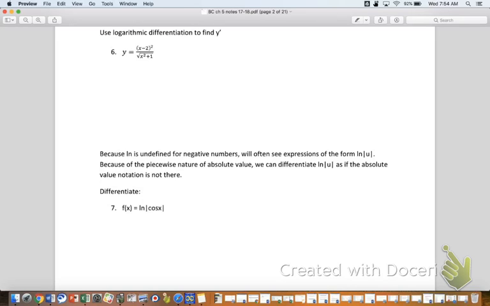Logarithmic differentiation, I don't think AB veterans saw this either. This is a totally optional skill. I don't think there are any questions on any of my tests or any questions on the AP test for that matter that require you to use this, but this is potentially a useful thing. Let me explain why it's potentially useful.